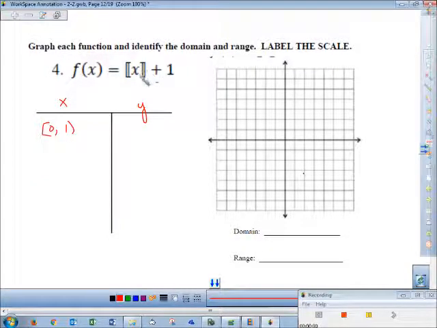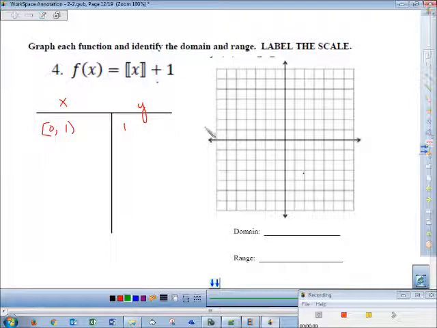If you put 0.7 in here and round it down, it goes to 0. Add 1. So everything that we're putting in for x in this zone rounds down to 0. Add 1 to it, and you get 1. And let's graph that step real quick.